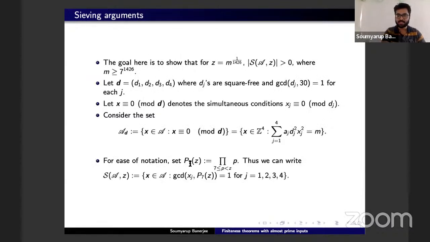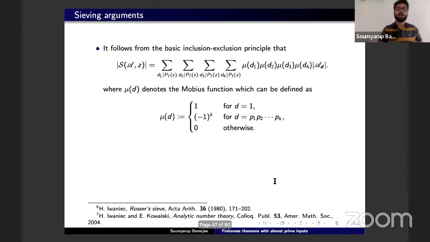That GCD of x_j and P_z, where P_z is the product of primes, is equal to 1, for j from 1 to 3. Now, the standard basic inclusion-exclusion principle tells us that the cardinality of S_A,z can be written in this way. It follows quite easily, it is just a matter of calculation. You can write this cardinality in this fashion, where mu is the Mobius function, which can be defined in this way.